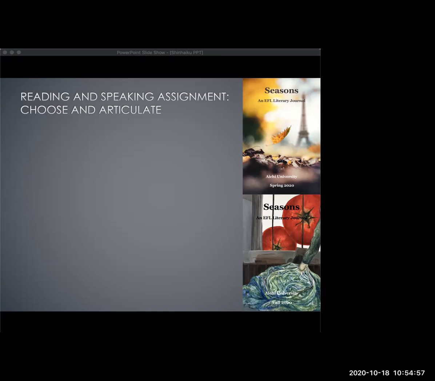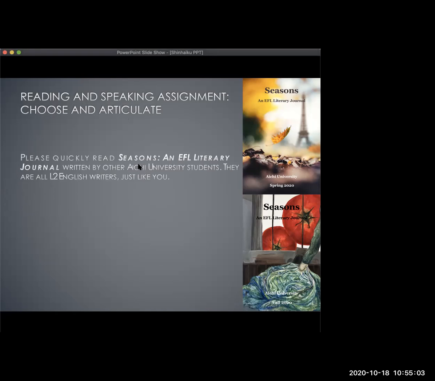Good, so please download the journals in the chat if you haven't already, and if you have, feel free to open one up. Okay, let's start our first and second part, which was choose and articulate. So I'll give you a few minutes to skim and read through the literary journal written by other Aichi University students, same as you. They're all L2 writers. Okay, so pick one haiku that you like and copy and paste it into the chat. Just like this, I'll do a quick demonstration.